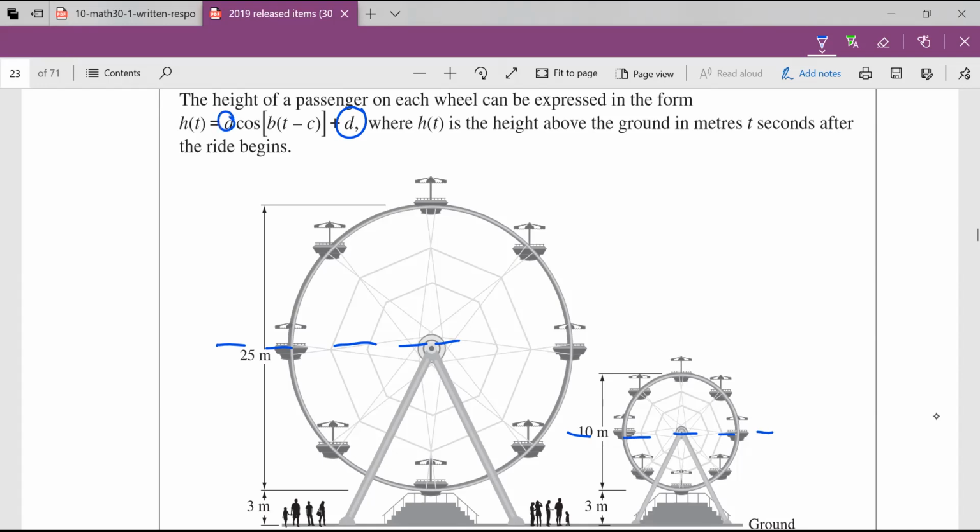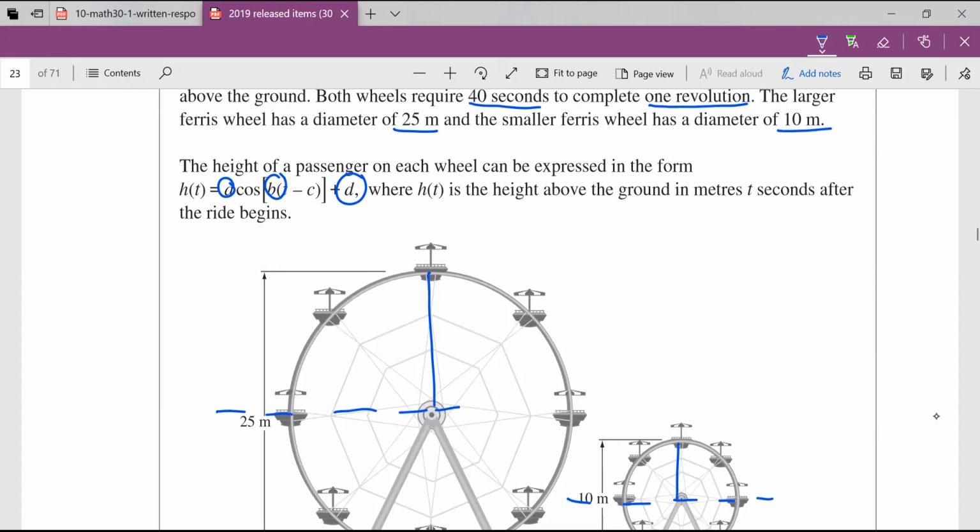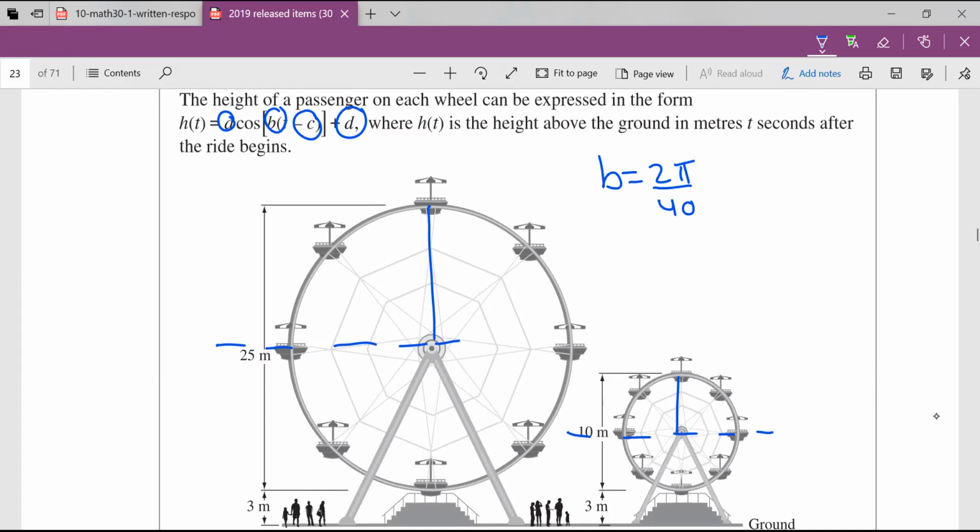A is your amplitude, but in this question with a Ferris wheel, it's the radius of your wheel. So clearly the radius of the wheels are different. B helps us find the period. And since it tells us the period of these 2 functions is both 40 seconds, the B value would actually be the same for both. C is that horizontal translation as we draw these functions out. The C value for both of these would be the same.